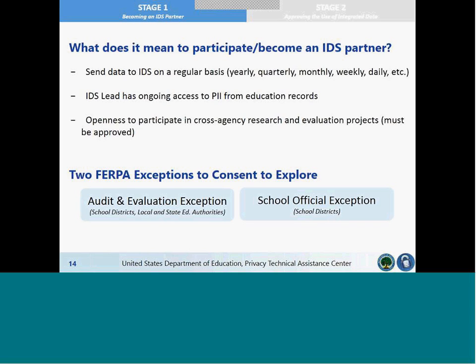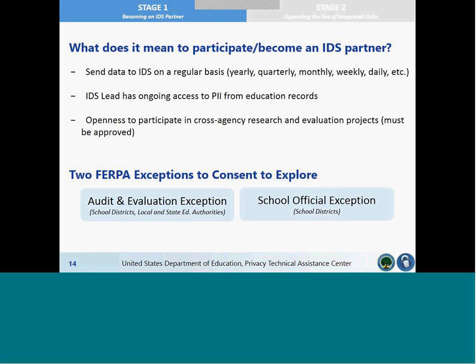So we mentioned this a moment ago, the two FERPA exceptions to the consent requirements that are most relevant when establishing an integrated data system are the school official exception and the audit and evaluation exception. The school official exception can only be used by school districts. Essentially, it's what allows school districts to bring in third parties to perform services within the district. So the school official exception can be used by school districts.